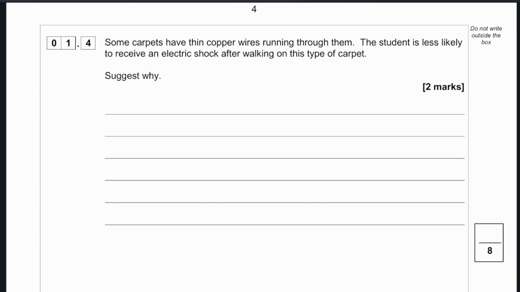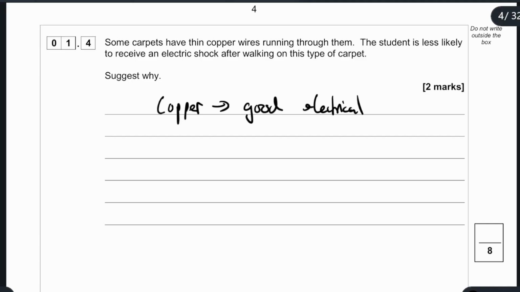Okay, 1.4, some carpets have thin copper wires running through them. The student is less likely to receive an electric shock after walking on this type of carpet. Explain why. Well, the first thing we need to understand is that copper is a conductor. So copper is a good electrical conductor. And why does that mean that we don't get an electric shock? That means we don't get this build-up of charge, and that should be enough for your 2 marks. Essentially, you have no build-up of charge.